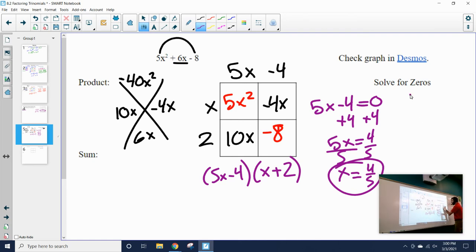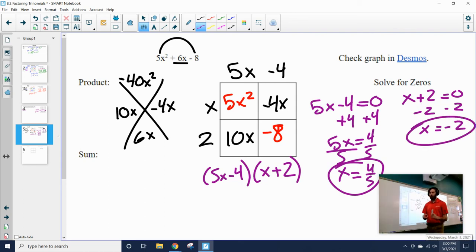My second x-intercept, though, is going to be pretty easy to find. It's x plus 2 equals 0. So I just inverse 2, and then we get x equals negative 2. So our two x-intercepts are at negative 2, 0, and 4/5, 0.